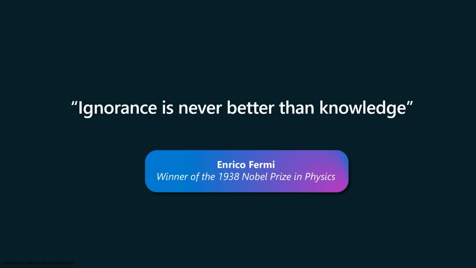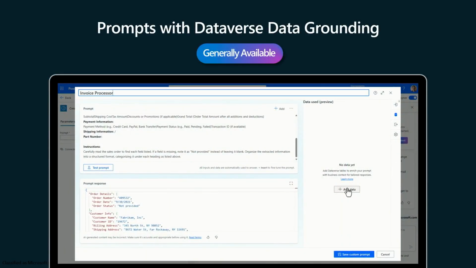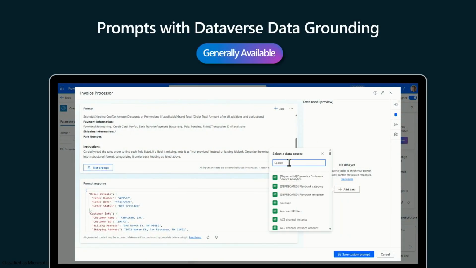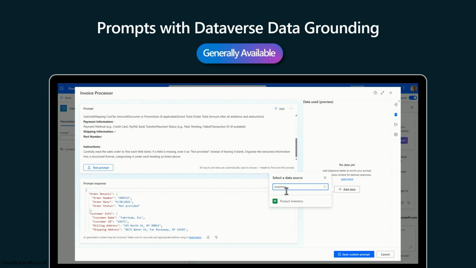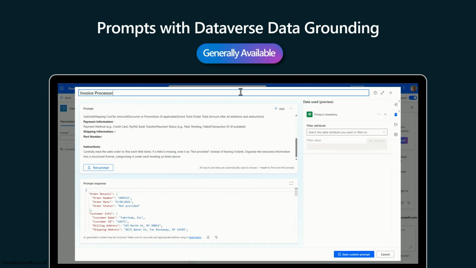When I join a new company, I have a lot of capabilities, but if I don't have the context of the company, I'm not going to be able to perform at the level that you would expect me to have. So how do we give that knowledge, that context, to a prompt? We're again very happy to announce that prompts now have Dataverse grounding generally available.